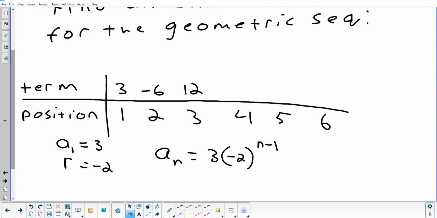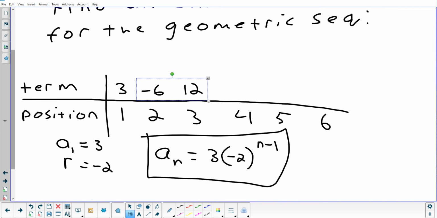Let's try it on the third one. What's 3 minus 1? 2. 2 squared? 4. 4 times 3? Perfect. So there's a formula that will give you any term in the sequence you want to know.